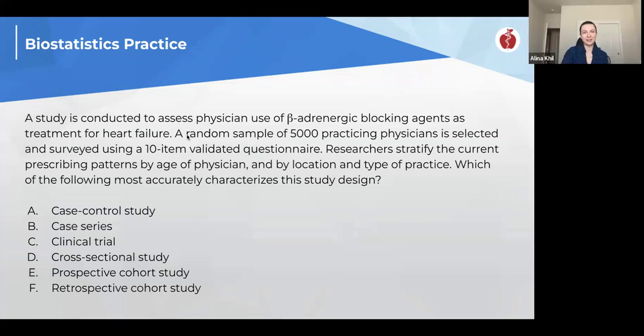And this is a very common question for study designs. You're essentially guaranteed to see these questions on your test, and I think every practice exam has them as well.